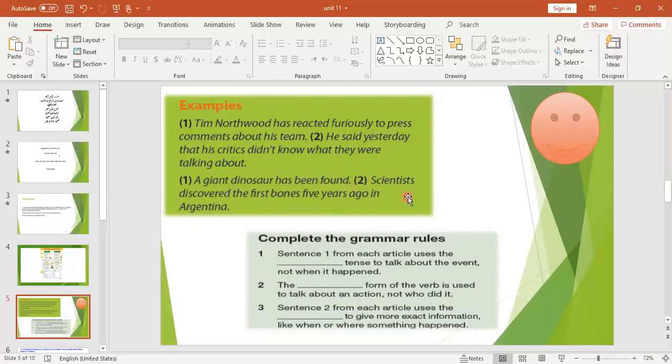Scientists discovered the first bones 5 years ago in Argentina. 5 years ago, the exact time when the action took place here. Let's complete the rules and explain more about them. Sentence 1 from each article uses, as we can see, the present perfect tense to talk about an event, not when it happened.